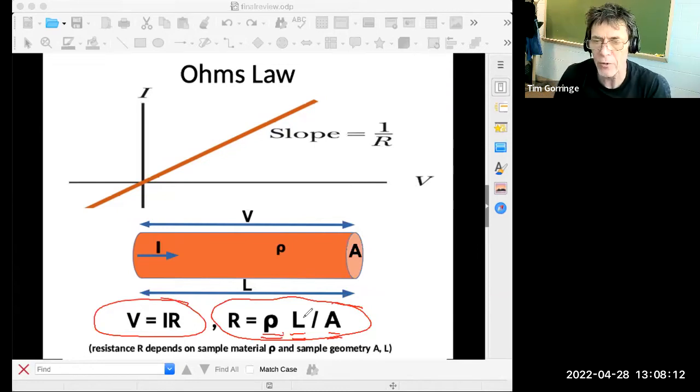It tells you that copper wires and aluminum wires and gold wires have different resistances because they're different materials with different resistivities.